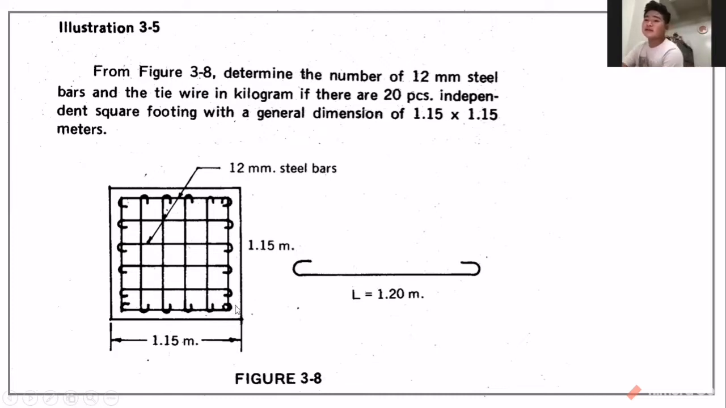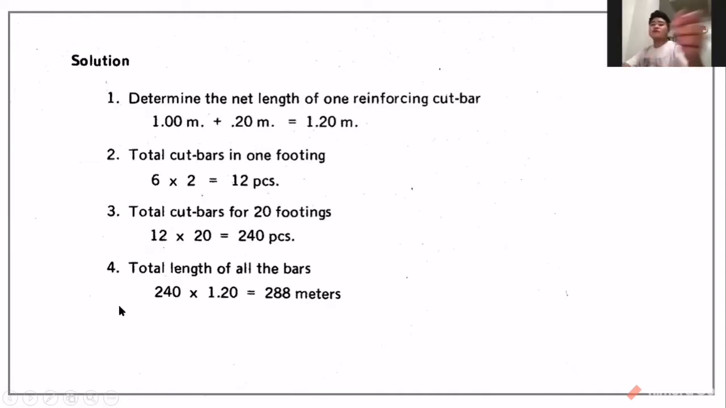So we have 1, 2, 3, 4, 5, 6. So 6 times 2, so we have 12 pieces. So we have total cut bars for 20 footings. Since we have 20 footings, our 12 pieces was multiplied by 20. That's why we've got this 240 pieces. So this 240 pieces is good for the 20 footings.